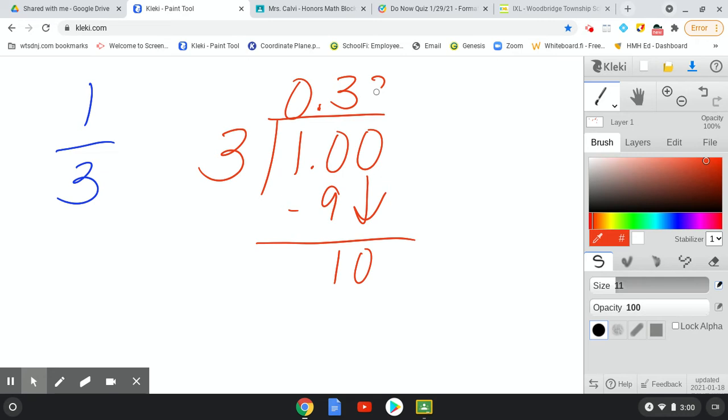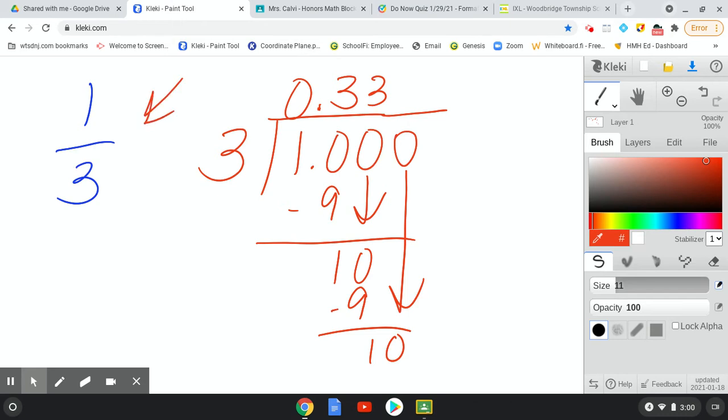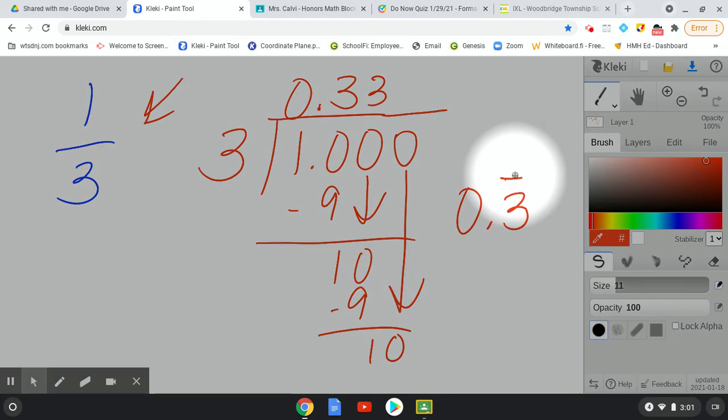If I keep adding zeros, the same thing keeps happening. 3 goes into 10 3 times, right? At 9, I'm left with 1. Even if I add another 0, this keeps on going. So this is considered a repeating fraction or decimal, right? So I would write this as 0.3 with the repeating symbol above the 3. The repeating symbol only goes above the number that repeats. So this 3 continues to repeat.